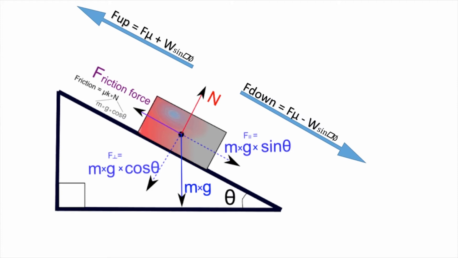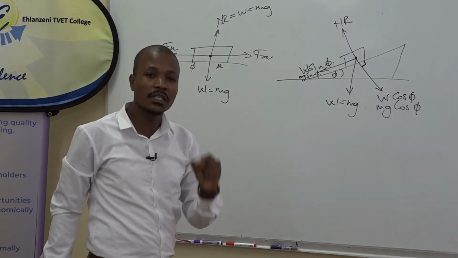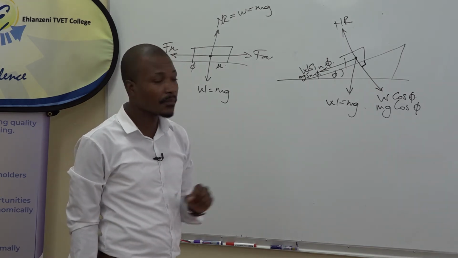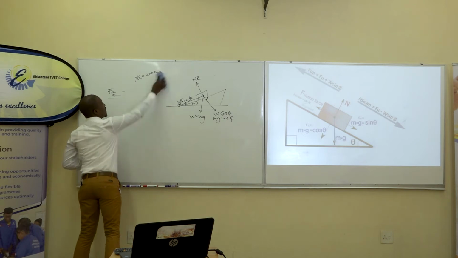Why are we saying plus W sine theta? It is because the force which is required to move up should be greater than the force parallel to the inclined plane. But when the object is expected to slide down, the force parallel to the inclined plane is not really required to be greater than that force for the object to move down. Let us place our equations clearly so that you understand them.